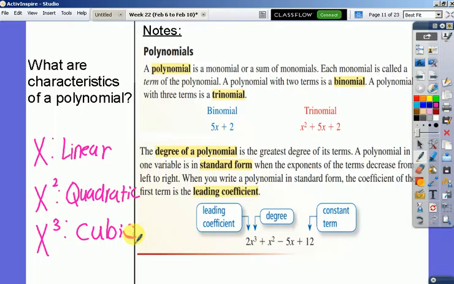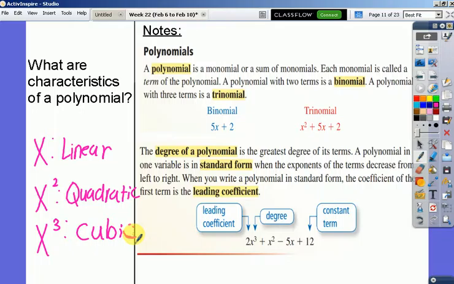Because everything that we do, every mathematical tool that you're going to get from here on out, is going to require you to work with a polynomial, not every, but a lot of them are going to require you to work with a polynomial in standard form. So automatically you should reorder them.